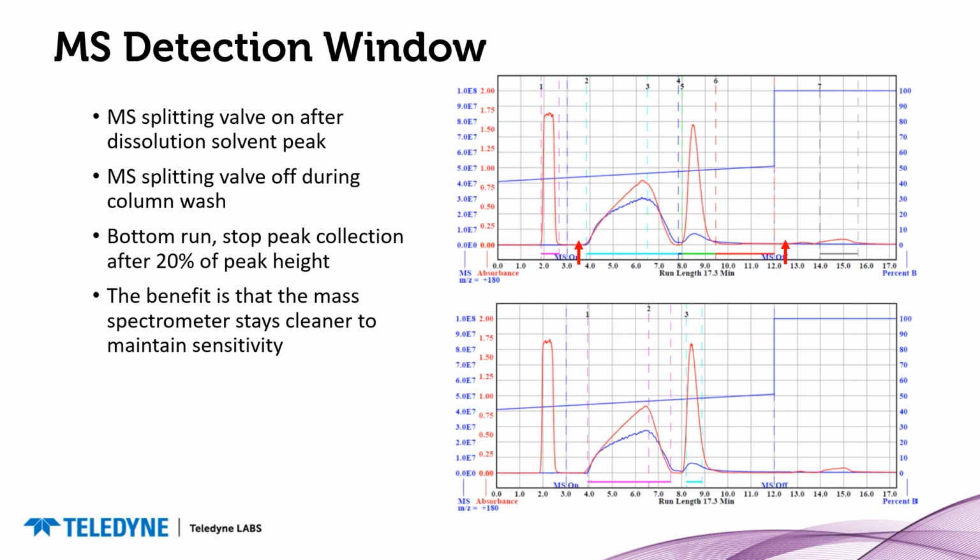The mass spectrometer MRA valve is turned on after the injection peak, as shown by the arrows in the upper chromatogram. And then it is turned off after the focus gradient so that the impurities eluting during the column wash are not sent to the mass spectrometer. This keeps the mass spectrometer cleaner and maintains its sensitivity.